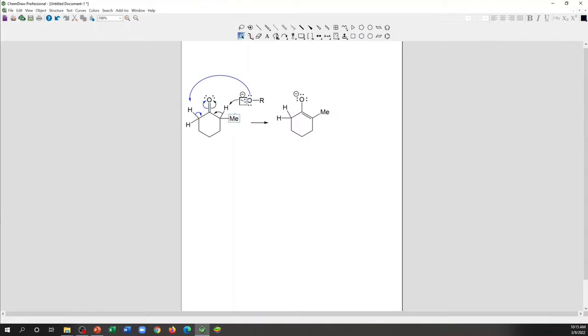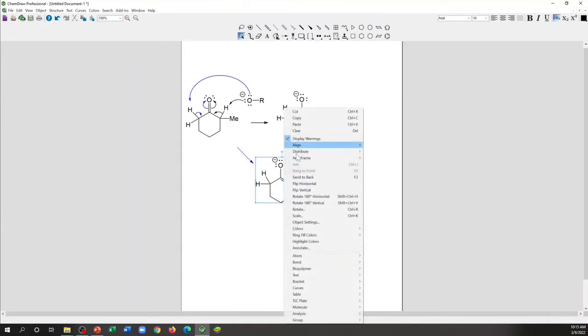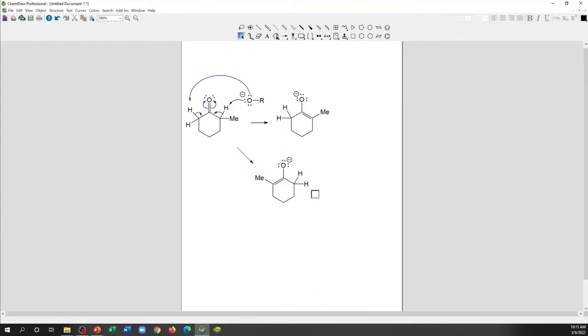Okay, so now we're going to consider either the black pathway or the blue pathway. And we'll color this one blue. And then the enolate that we get out of this, we'll flip this horizontally, and we'll leave the methyl group on this side, and we'll have the hydrogen over here. And we'll make this blue. Okay, so this is the black pathway or the blue pathway.